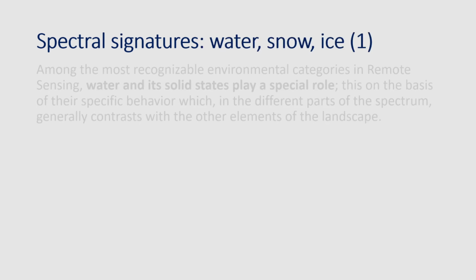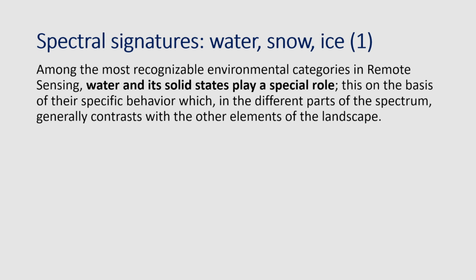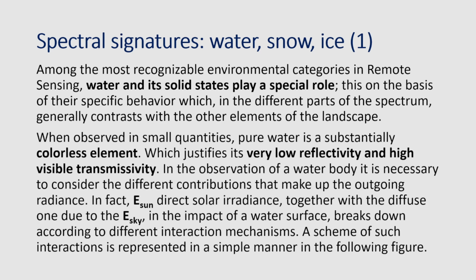Spectral signatures: water, snow, ice. Among the most recognizable environmental categories in remote sensing, water and its solid states play a special role, on the basis of their specific behavior which, in the different parts of the spectrum, generally contrasts with the other elements of the landscape. When observed in small quantities, pure water is a substantially colorless element, which justifies its very low reflectivity and high visible transmissivity.